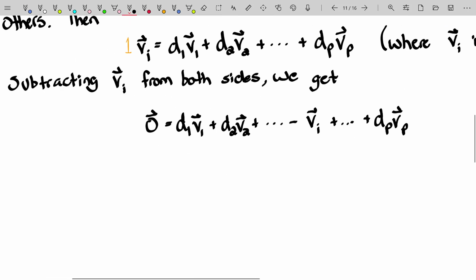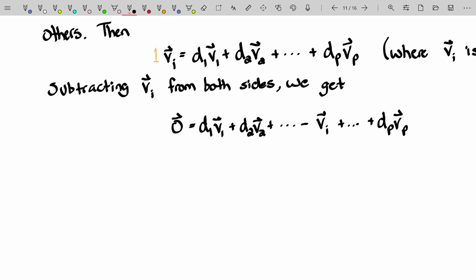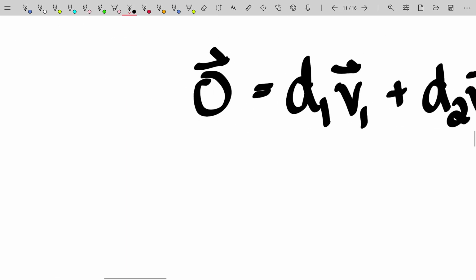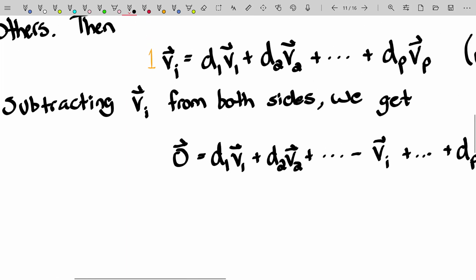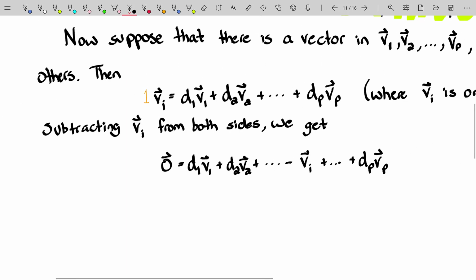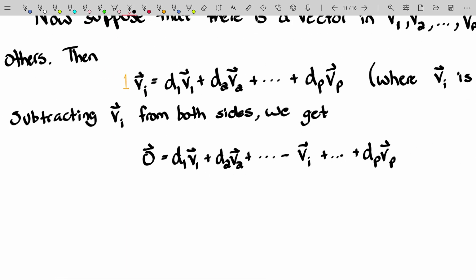And we arrive at the following equation. 0 is equal to d sub 1 v sub 1 plus d sub 2 v sub 2. And that summation goes on until you get to that subtraction of v sub i somewhere in the middle. In fact, it probably would have been safer to have written that at the very end. Just like that. Just a little bit cleaner.